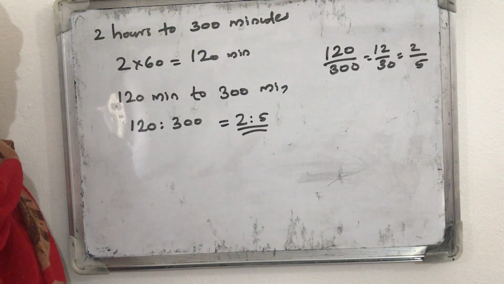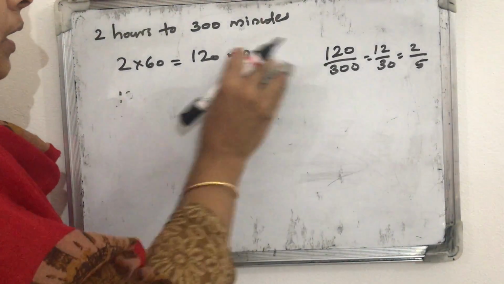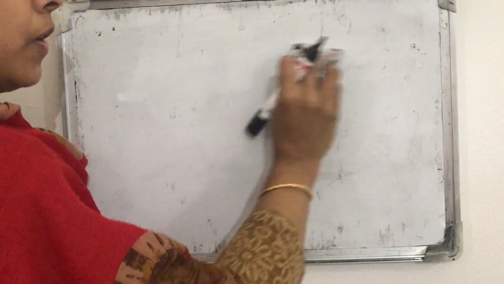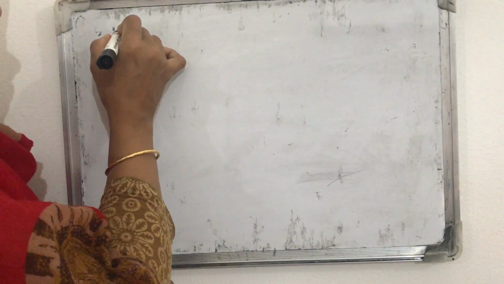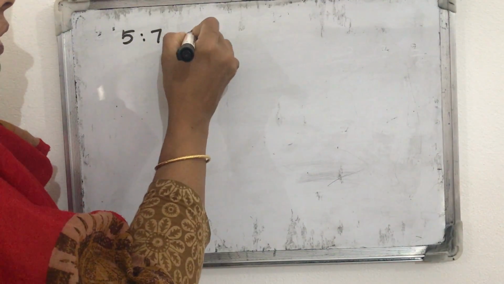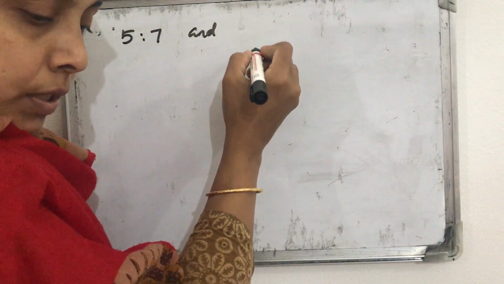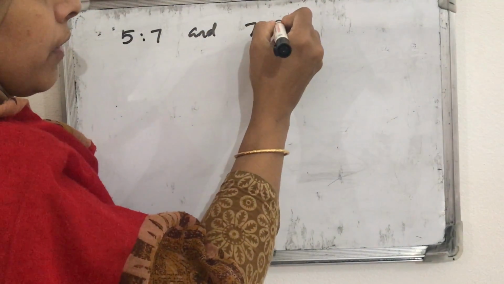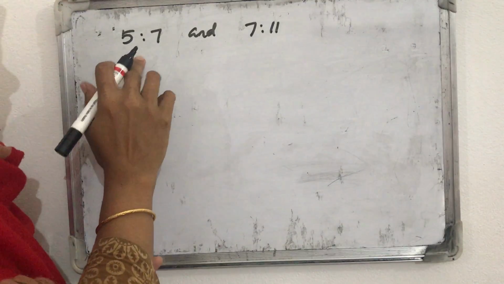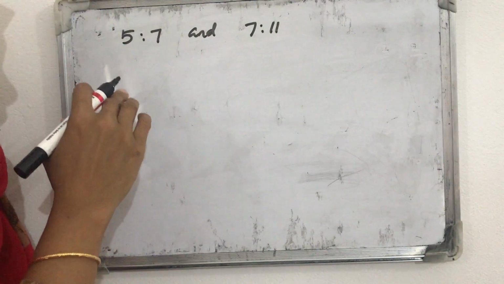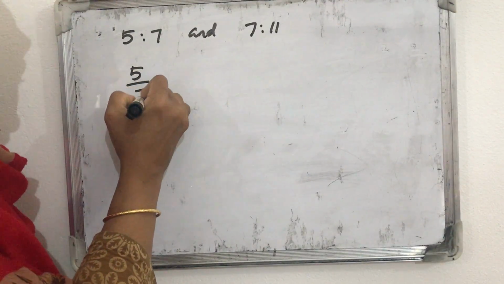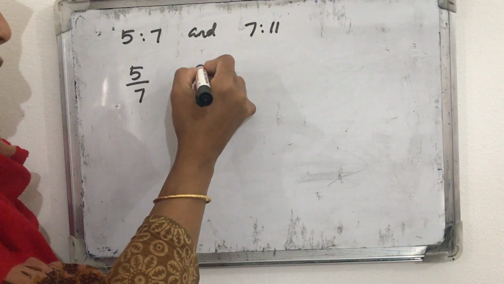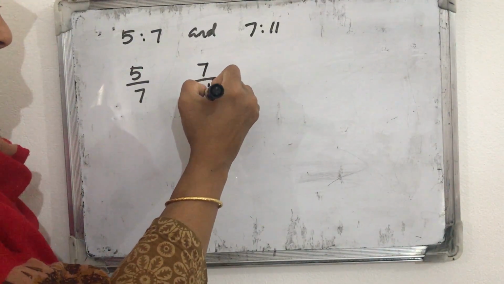Now another question: compare the ratios. How can we compare the given ratios? For comparing ratios, we first convert them into fraction form. Suppose the question is to compare the ratio 5 is to 7 and another ratio 7 is to 11. First we convert them into fraction form. 5 is to 7 we can write as 5 by 7, and 7 is to 11 we can take as 7 by 11.